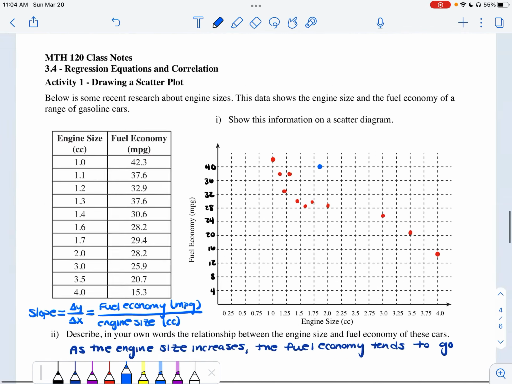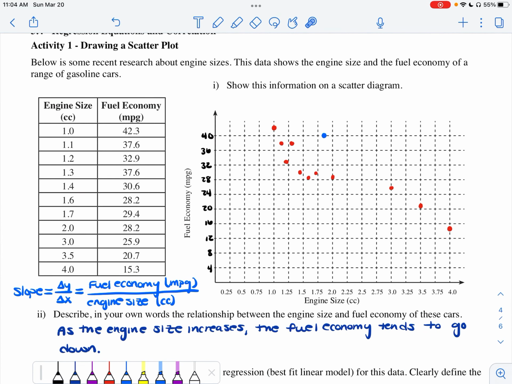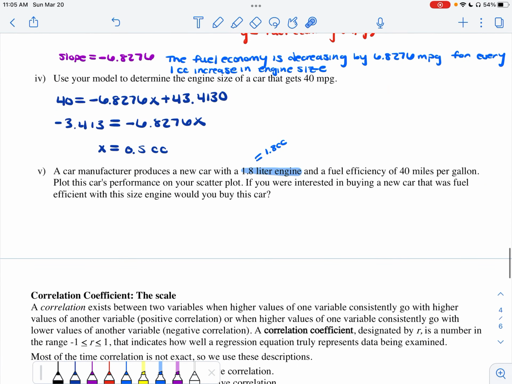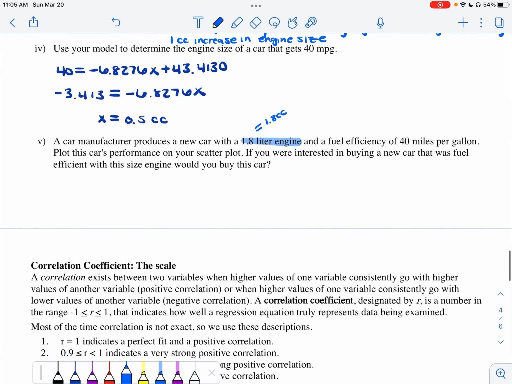That definitely looks better than most of our other cars. For everything else in that range around there, the 1.7 had 29 mpg, 2 had 28 mpg, so this is performing a lot better than the other cars with a similar engine size, but has a much higher fuel economy. To me, that seems like a great compromise. You're still getting a good engine size, so you're going to have that power behind your car, but not compromising on fuel efficiency. So I would say, yeah, I would buy this car.